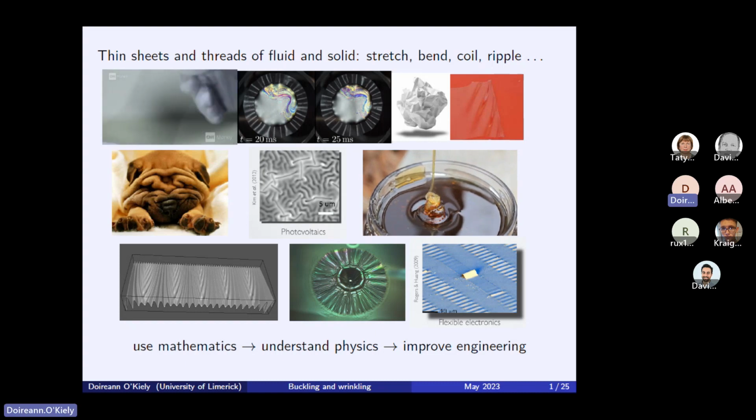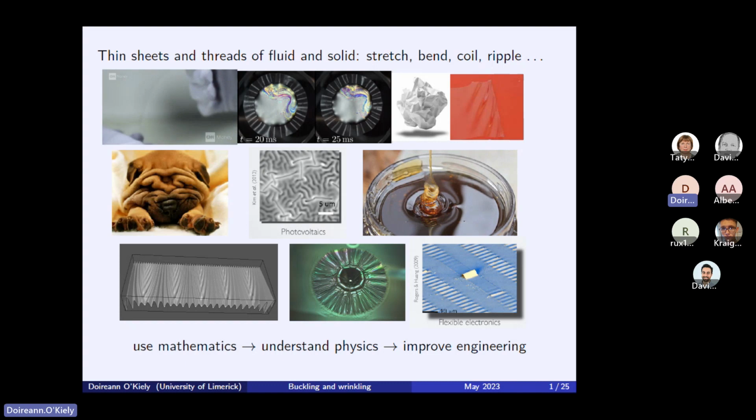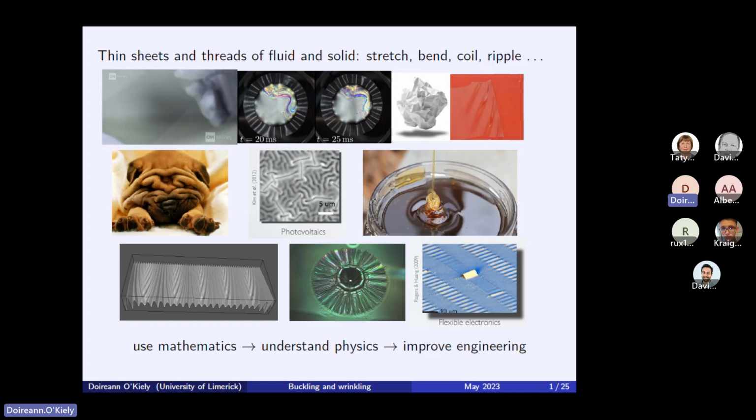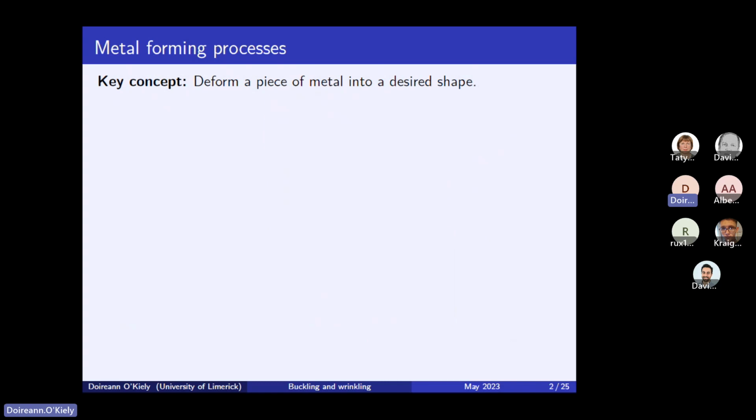So what I'm going to do is mention some specific examples of systems where I think about thin things deforming, or have in the past thought about thin things deforming. And then I'm going to tell you about one in quite a bit of detail. So the first is metal forming processes, which you mentioned one of my PhD students thinks about. And this is joint work with him in UL and some people in Warwick.